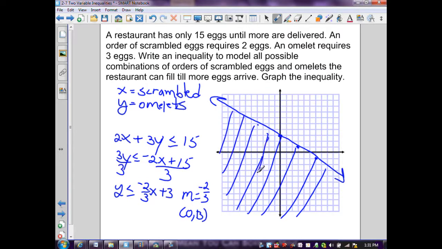Now, we can verify that by using our past procedures. I could select (0, 0) again, because it's not being intersected with a line. So if I use (0, 0) and substitute in, I get 2 times 0, which is 0, 3 times 0, which is 0. So that would be 0 is less than or equal to 15, which is true. And notice, this point is on the side that I shaded. Therefore, the procedure does work.